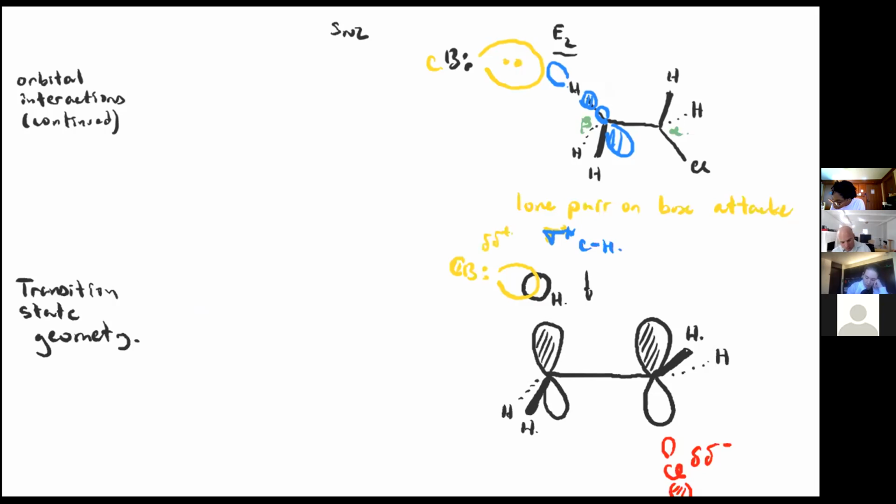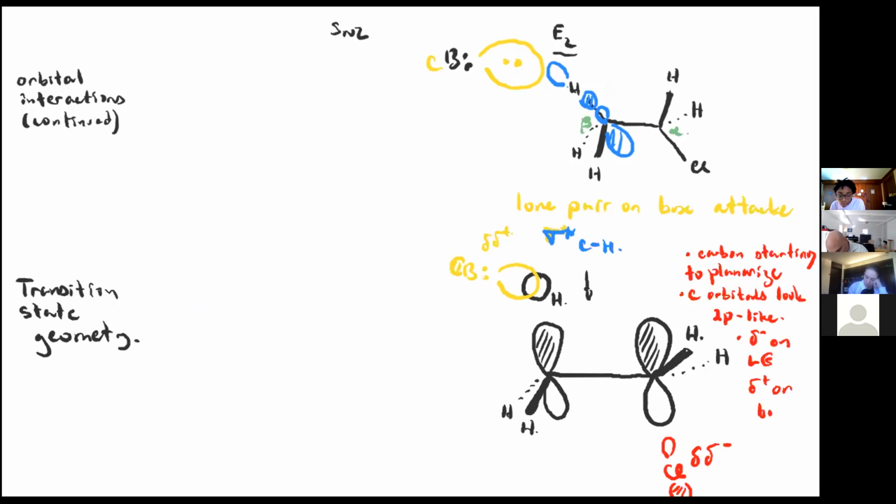Okay, so carbon, I'll write it over here. Carbon starting to planarize. C orbitals look 2p like. And then delta minus on leaving group, delta plus on base. Okay.